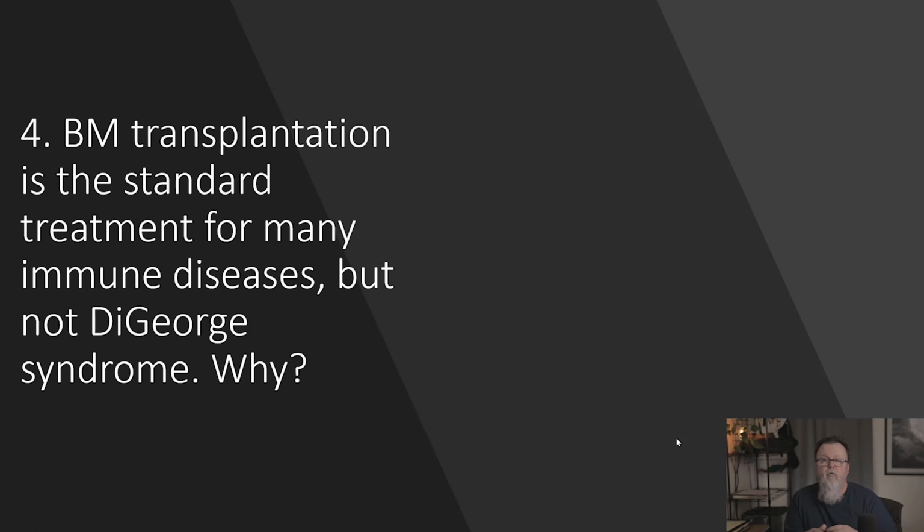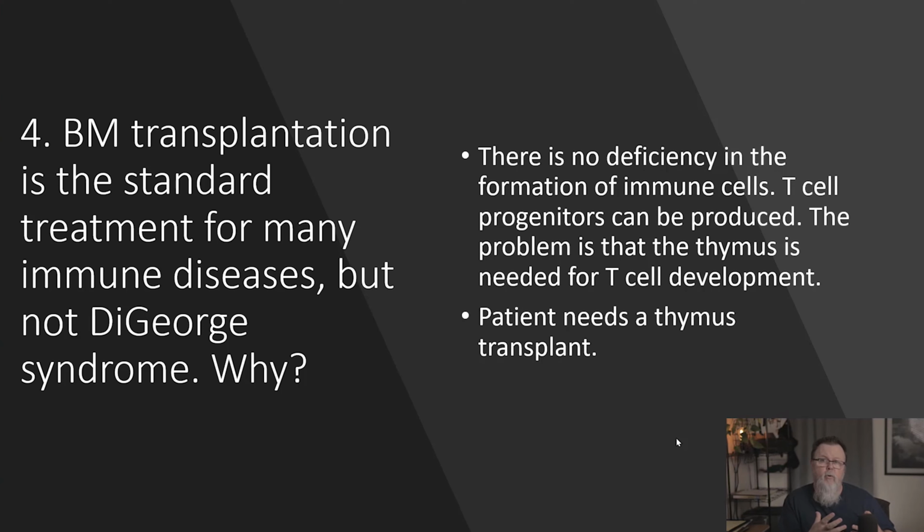And question 4, bone marrow transplantation is the standard treatment for many immune diseases, but not DeGeorge syndrome. Why? So with these other, we've seen this in a couple of the previous case studies as well, where there's bone marrow transplantation to replace the immune cell progenitors in the bone marrow. But there's no deficiency in these patients in the formation of immune cells. Progenitors can be produced just fine.